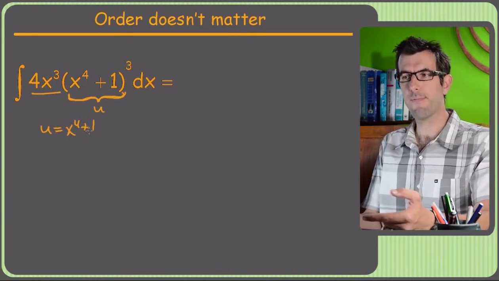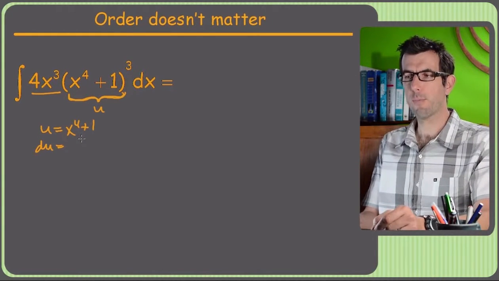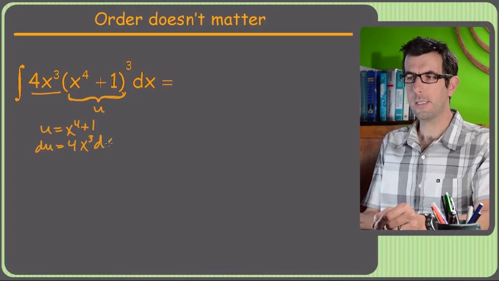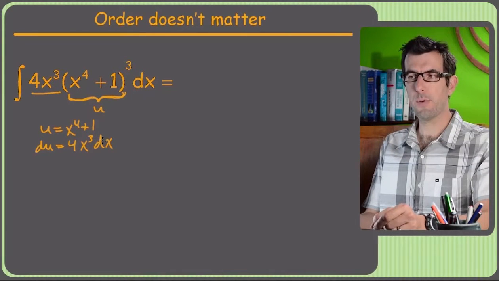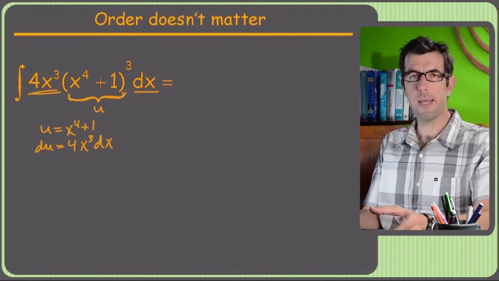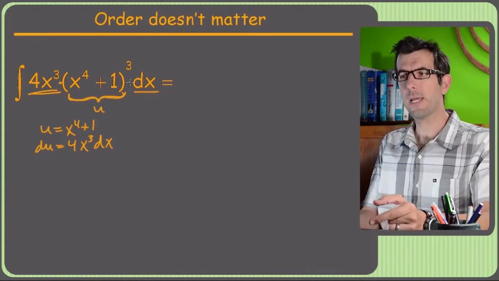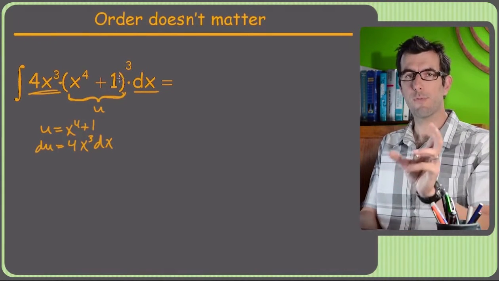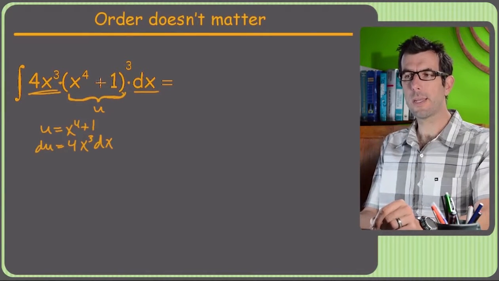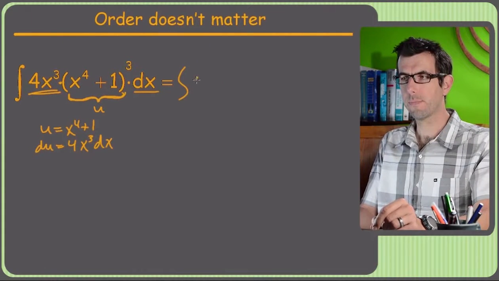I'll write down u equals x to the fourth plus 1. And then that means my du would just be the derivative of x to the fourth plus 1, which is 4x cubed dx. All right, so at this point, everything matches up. This matches this. Now the reason order doesn't matter is because this is all multiplication. It's just 4x cubed times that stuff times dx. So with multiplication, you can move around the order. So really, you're going to integrate this as if it was just x to the fourth plus 1 cubed, and the 4x cubed came later. Like this.